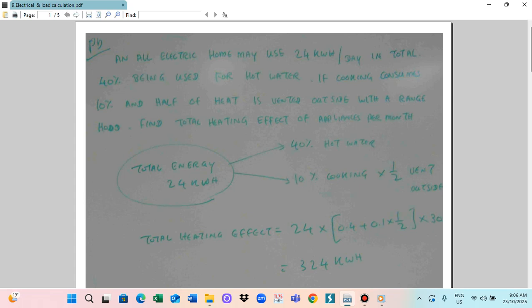So the energy is 24 kWh. So 40% is the hot water, so 0.4, plus 10% cooking, 0.1 multiplied by half. So this is for the daily, and for the whole month it's 30 days. Then you can calculate the heating effect this way.